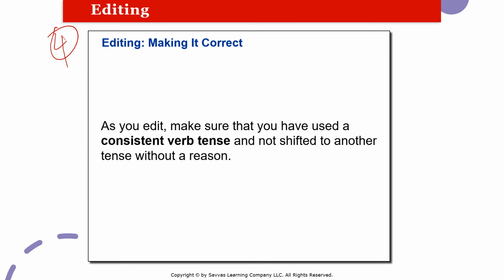And then we go to number 4, editing. By editing, we have to make it correct. Okay, revising, making it better, editing, making it correct. I correct my mistakes as I edit. Make sure that you have used consistent verb tense and not shifted to another tense without reason. Make sure you are using the tense that is telling the story properly.